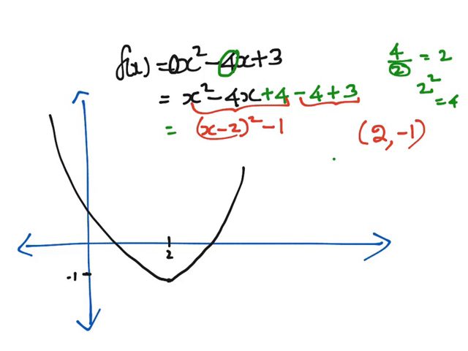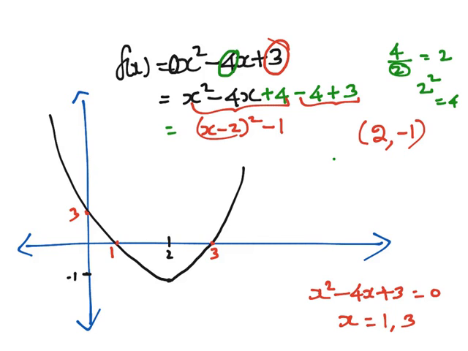Good. Now where will it cut the y-axis? Very simple. You can see the constant term is 3, so this will be 3. And where will it cut the x-axis? Like here and here. Solve this: x squared minus 4x plus 3 equal to 0. You'll get x as 1 and 3. So this will be 3 and this will be 1. They are not needed, but here I thought I can tell you about it.